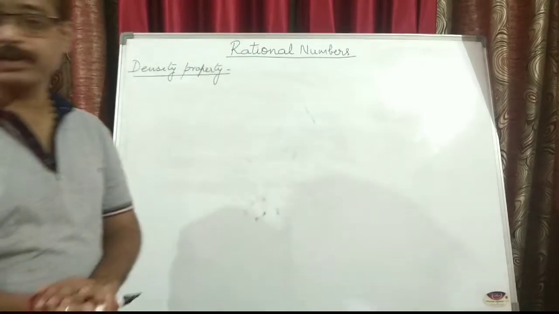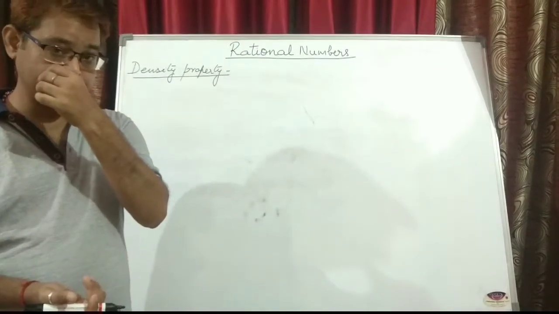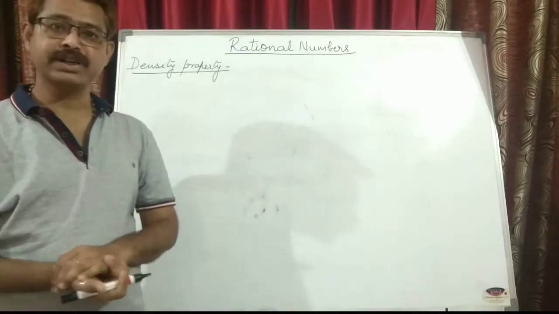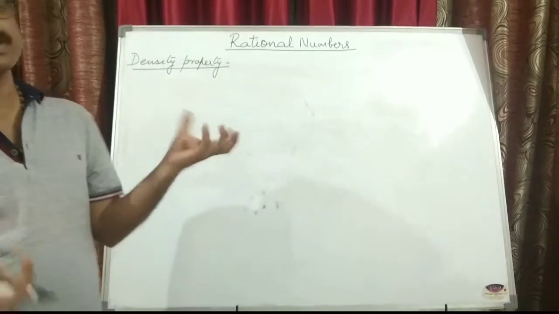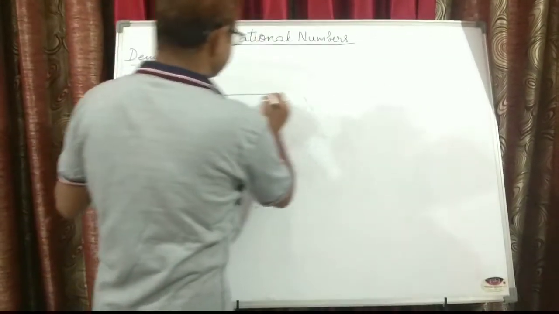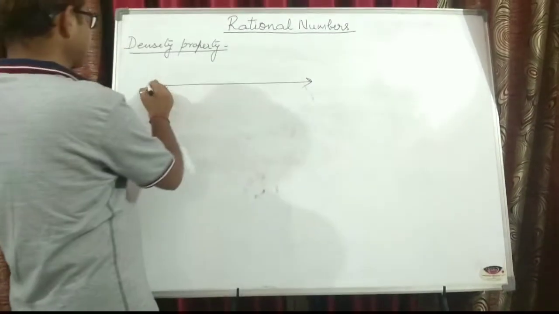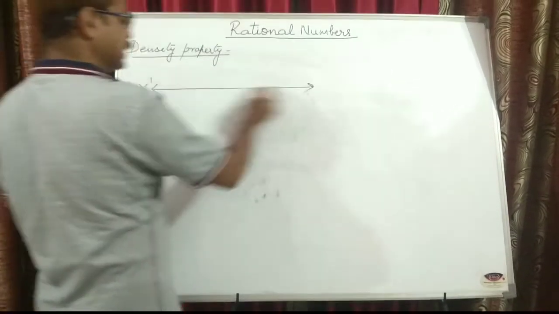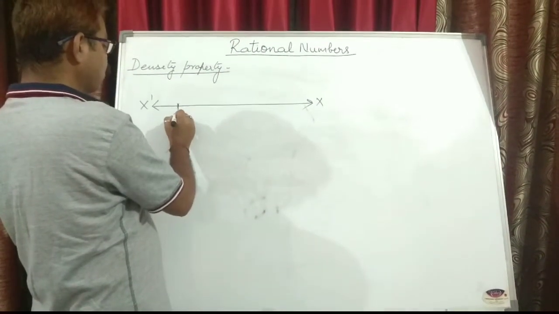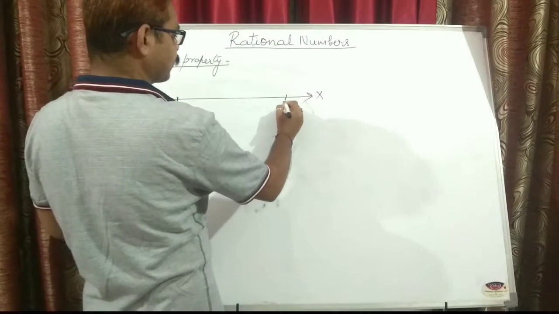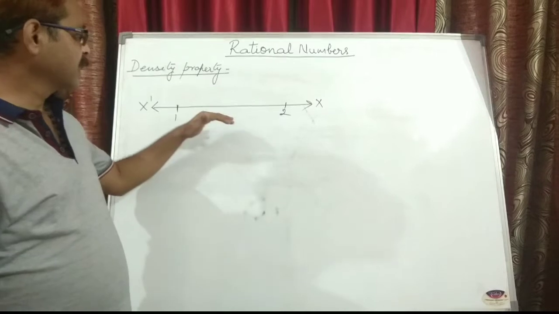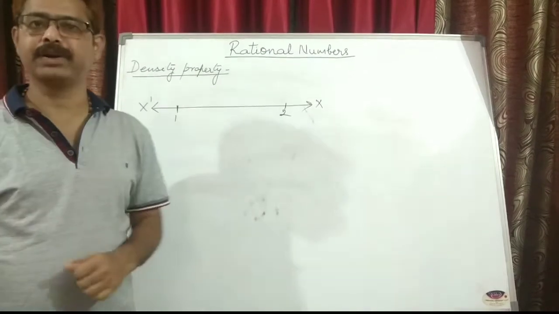Next topic is density property of rational numbers. What is the meaning of density? Let us take an example. Suppose I have taken a number line X dash and X, and I have marked 2 points in between them, 1 and 2, and I ask you how many numbers can come in between 1 and 2.